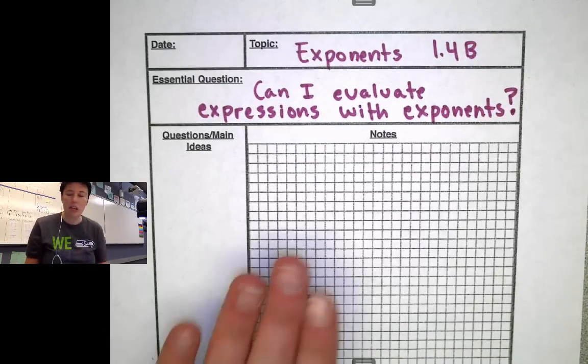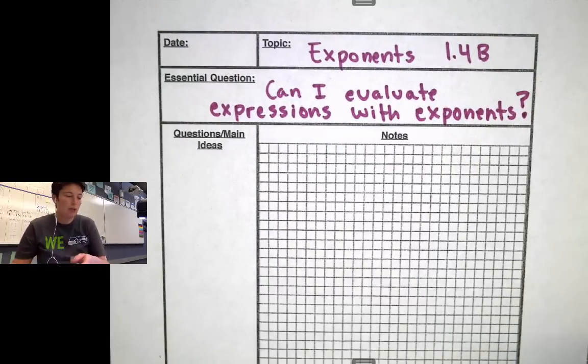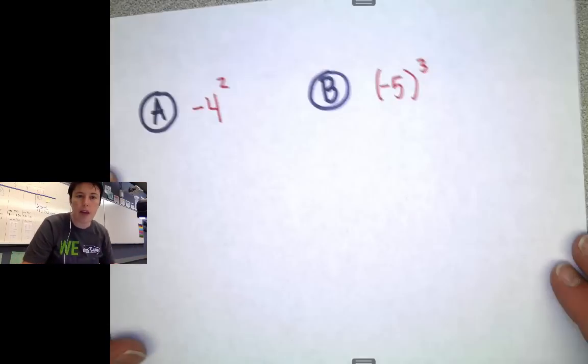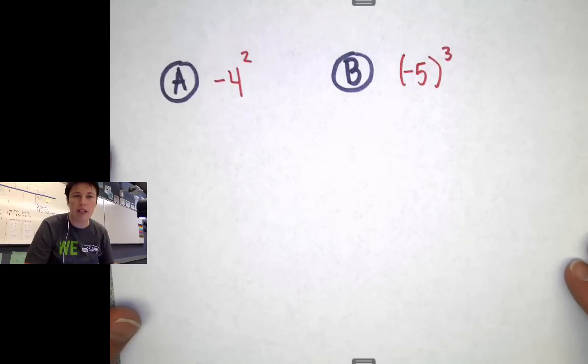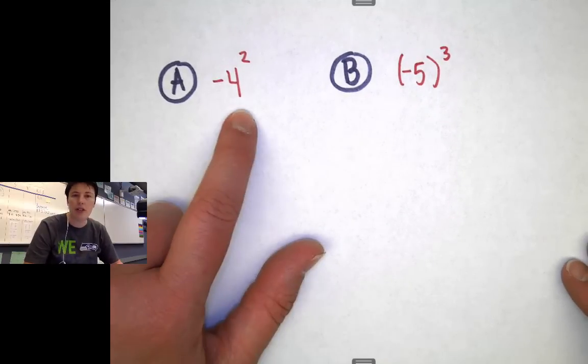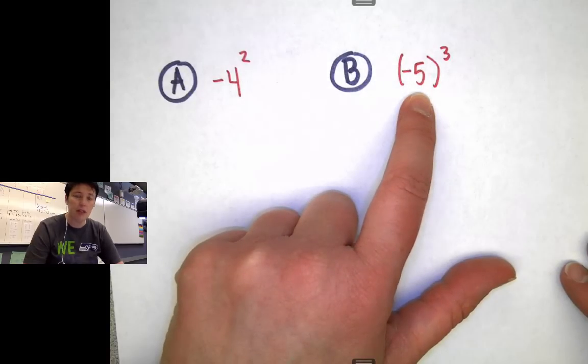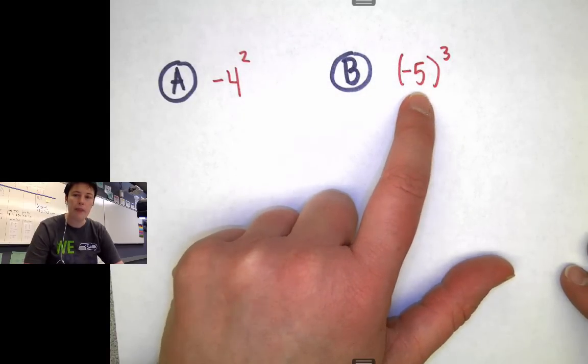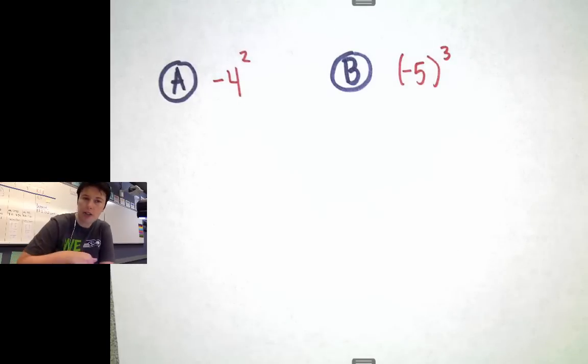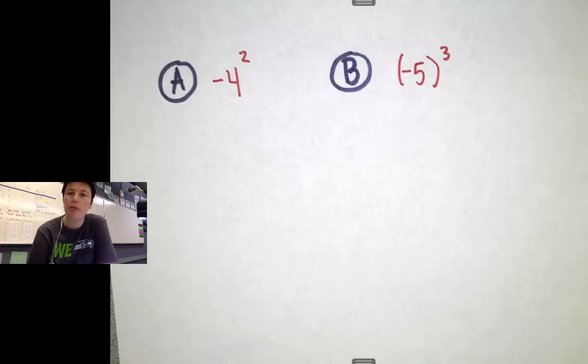So underneath here, I'm going to switch pages so I have more room to write. I'm going to give you your first two questions. So here they are, A and B. Go ahead and write these down. Negative 4 squared, so negative 4 to the second power, and in parentheses, negative 5 cubed, negative 5 to the third power. Right now, I want you to pause your device, try both of these problems, and when you're ready, we'll see if you can get them right. Go.